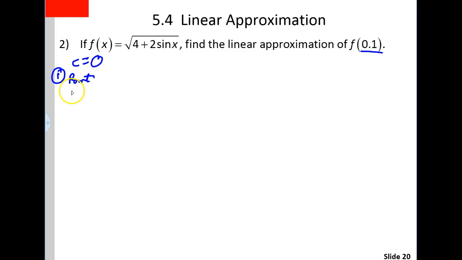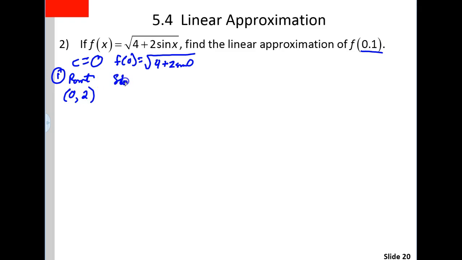All right, so the point would be 0, comma. All right, so now I'm plugging in f of 0. So what is f of 0? The square root of 4 plus 2 times the sine of 0. What is the sine of 0? It's 0. 2 times 0 is 0. 4 plus 0 is 4. Square root of 4 is 2. So our point is 0, 2.